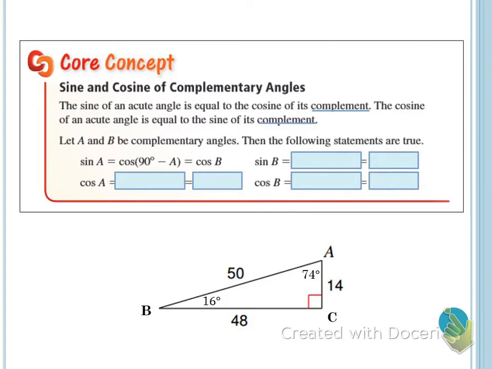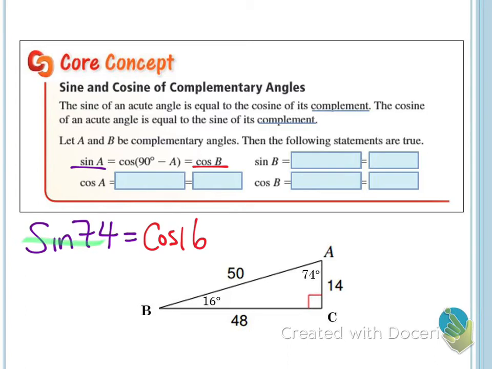What is sine of angle A in my picture? What is A? It's not on your notes, we're just looking at the screen. What is it? 74. So sine of angle A is going to be equal to cosine of angle B. What is angle B? 16. So Noah, can you type in sine of 74? And Alana, can you type in cosine of 16? We're rounding to the thousandth. 0.961. And what did you get, Noah? 0.961. They are equivalent to each other.